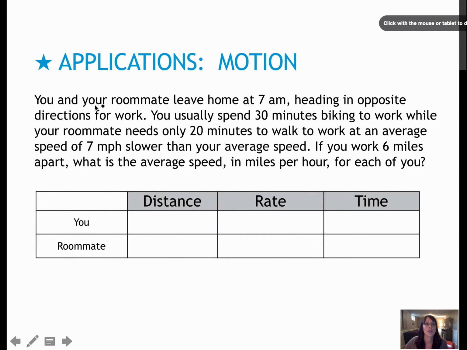So in this case, you and your roommate are leaving home at 7 a.m., heading in opposite directions for work. So far, nothing I can put here in the table. You usually spend 30 minutes biking to work. So your time is 0.5 of an hour. Your roommate needs 20 minutes to walk to work. So their time is 20 over 60, or 1/3 of an hour. I don't want to write that as 0.33.